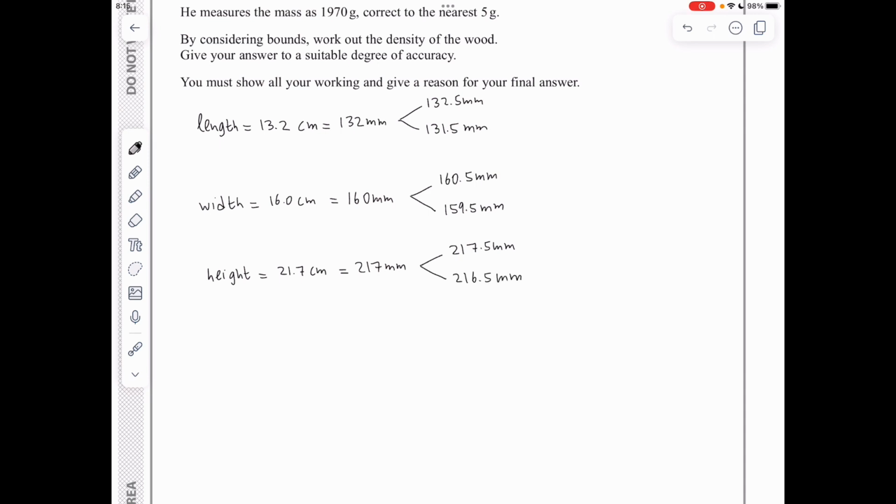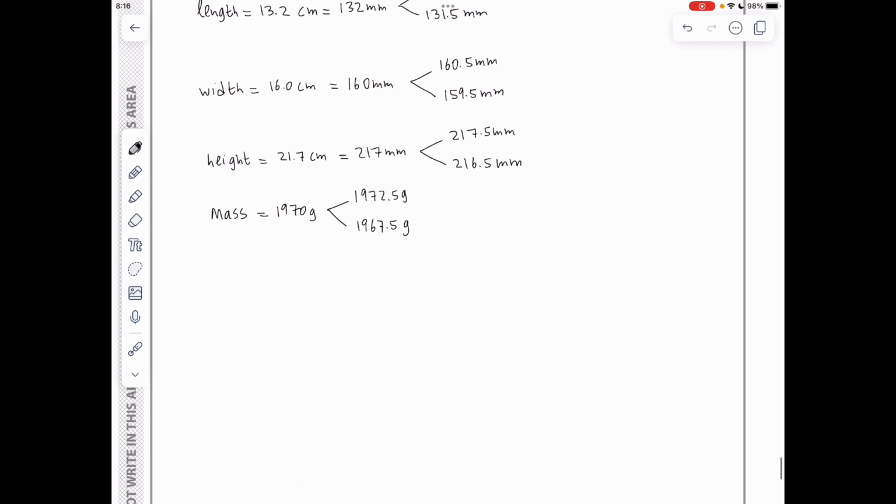216.5 millimeters. We also have the mass, which is 1970 grams, correct to the nearest 5 grams. So to find the upper bound, I go 2.5 grams up, so 1972.5 grams, and the lower bound is 1967.5 grams. And now that I've got the upper and the lower bound for each of the measurements, I can proceed into finding the upper bound for the density.